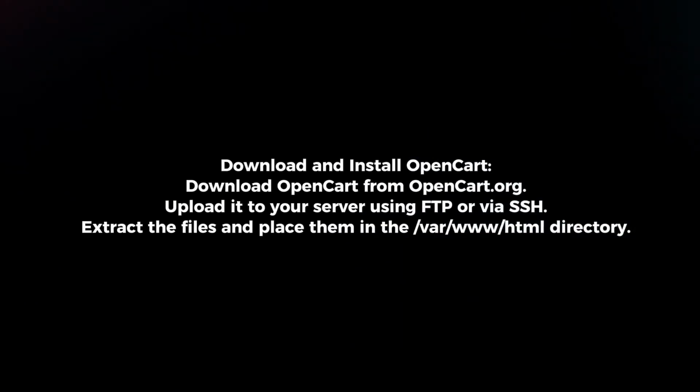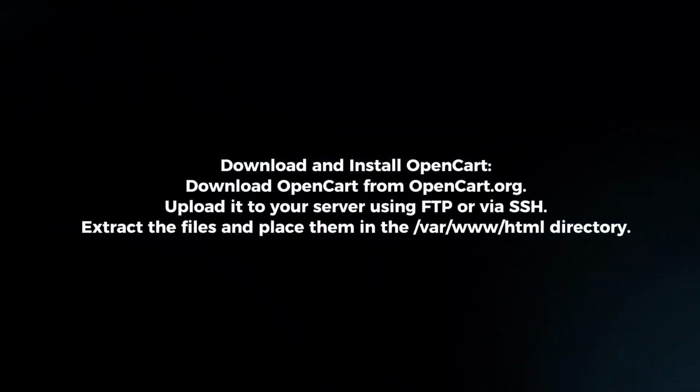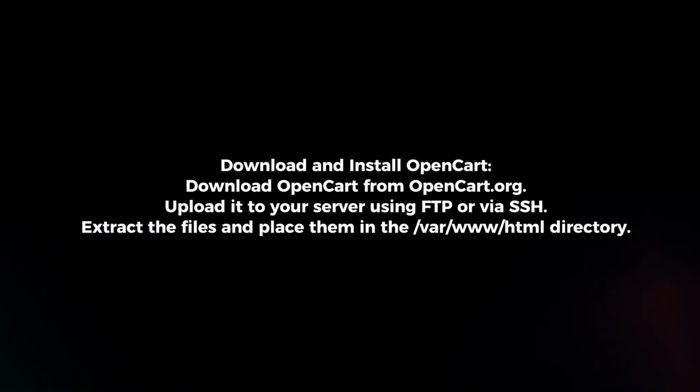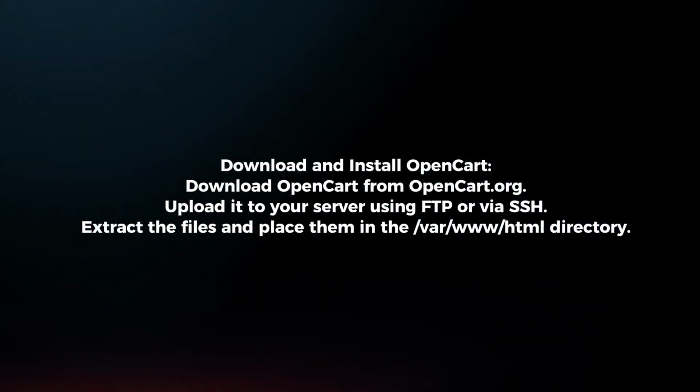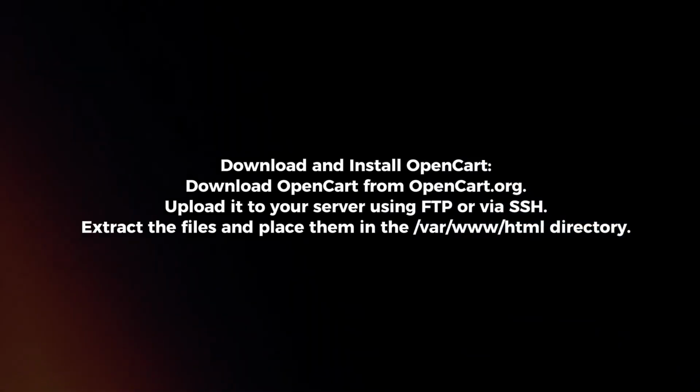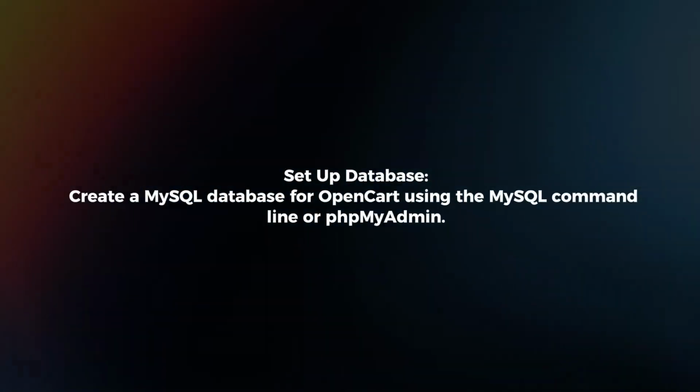Download and install OpenCart. Download OpenCart from opencart.org. Upload it to your server using FTP or via SSH. Extract the files and place them in the /var/www/html directory. Set up database.